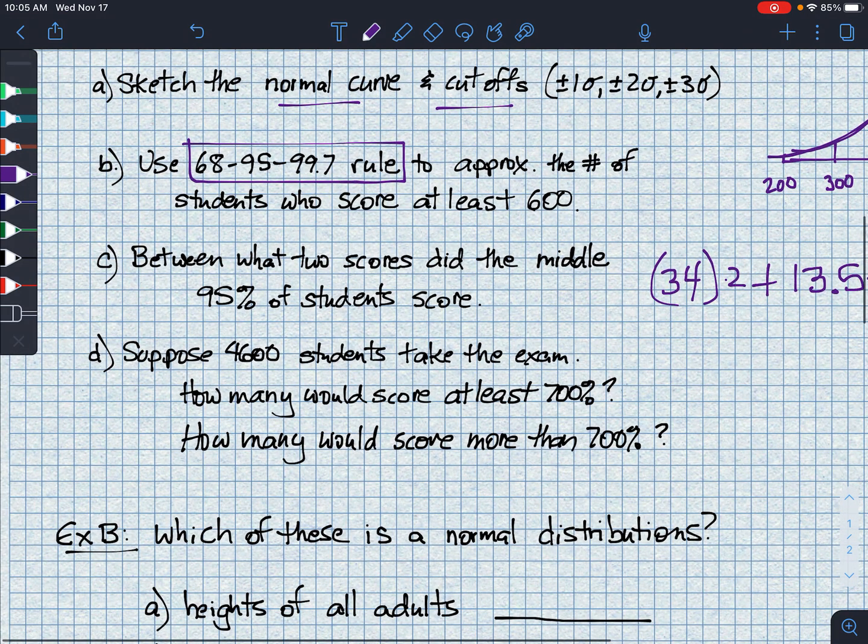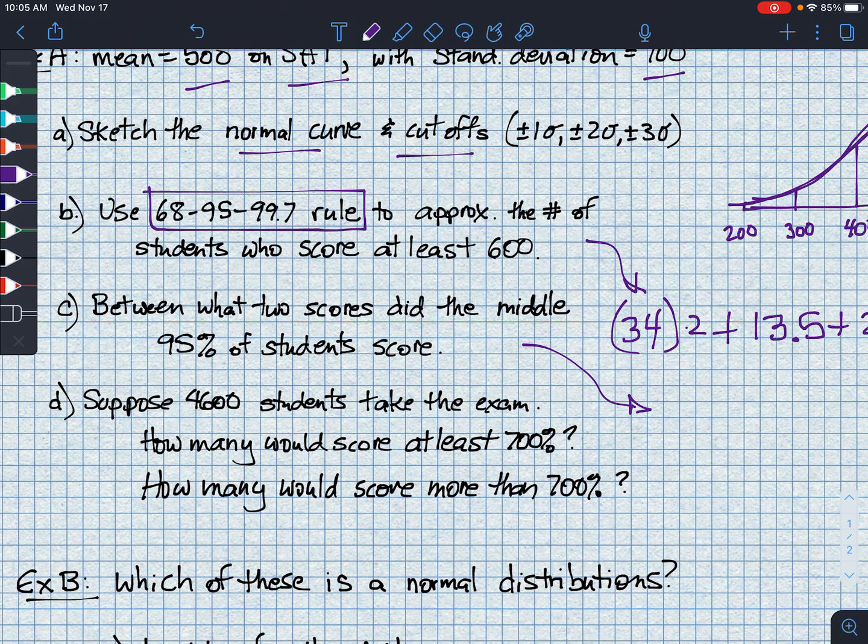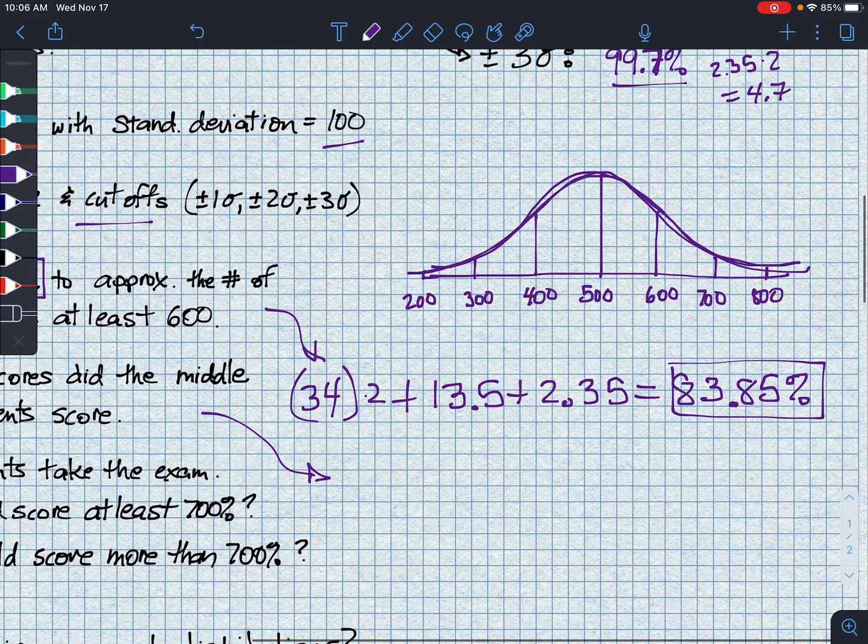Now, suppose 4,600 students take the exam. Oh, hang on. That was part B. I got to do part C. Between what two scores did the middle 95% of the students score? Now, you recall the 95% is one of my special categories, right? 95% would be the number of people that are 2 standard deviations away. So that would be this group. And so that would be between 300 and 700. So between 300 to 700.